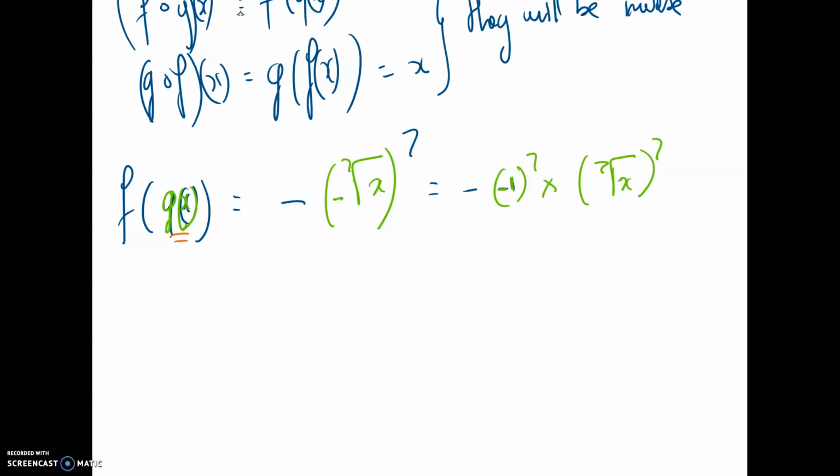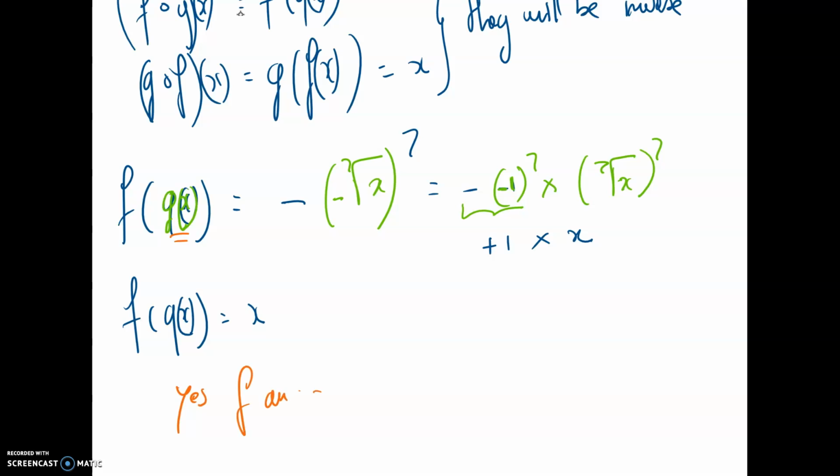Negative 1 to the 7, it's still negative 1, and negative by negative gives me a plus. So this is going to end up being equal to plus 1. Multiplied by the 7th root of x to the 7 is going to be x. At the end of the day, I end up finding that f of g of x equals x. So yes, f and g of x are inverse.